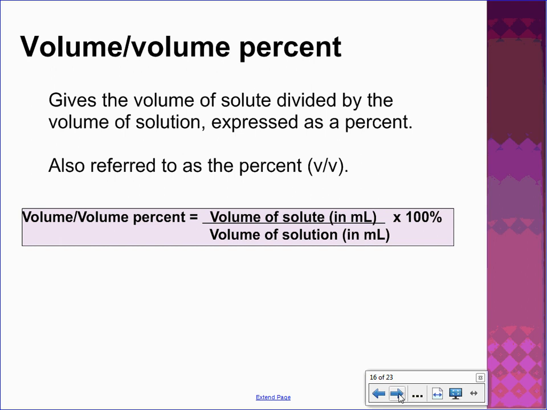In the next type of concentration calculation, we have volume percent. Volume percent gives the volume of solute divided by the volume of solution, expressed as a percent. Now, the equation for calculating volume percent is the following. So it is the volume of the solute in milliliters divided by the volume of the solution in milliliters, again multiplied by 100.